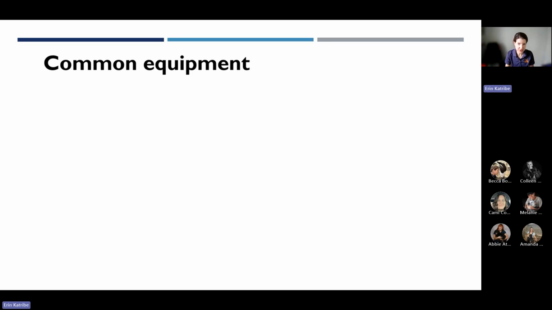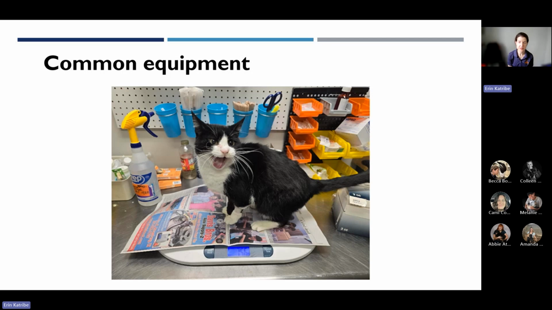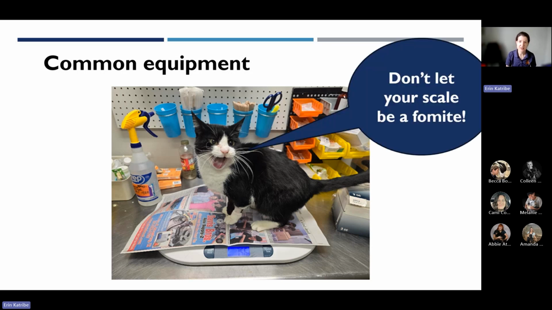But we don't have time to disinfect between every single animal, and so what are some alternative options? Doing things like just using a physical barrier, right? So a piece of newspaper that can reduce that pathogen contamination. And this is a cat, her name is Moana, and Moana says, don't let your scale be a fomite.